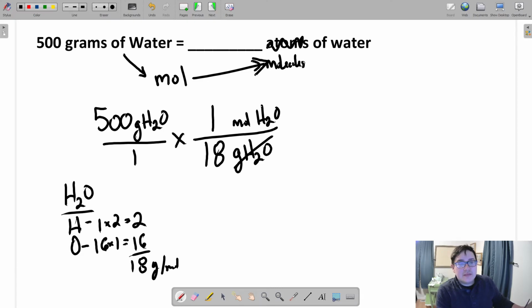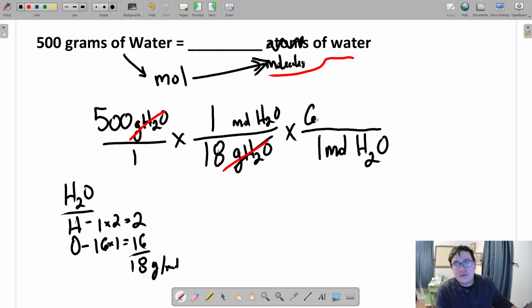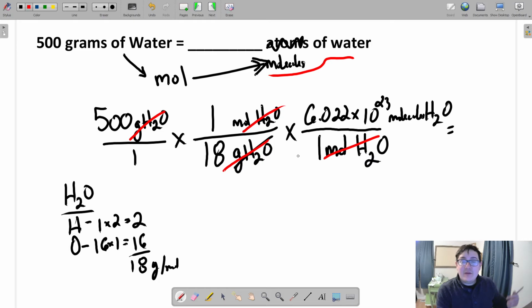Now these gram units cancel out. Let's do that in red. Do I have my final unit that I'm looking for? Molecules of water. Well, no. I have moles of water. Well, how do I go from moles to molecules? Well, for every 1 mole of H2O, we're going to use Avogadro's number, 6.022 times 10 to the 23rd molecules of H2O. So moles cancel out now, and now I'm in the final unit of what I want, and that's molecules of H2O.